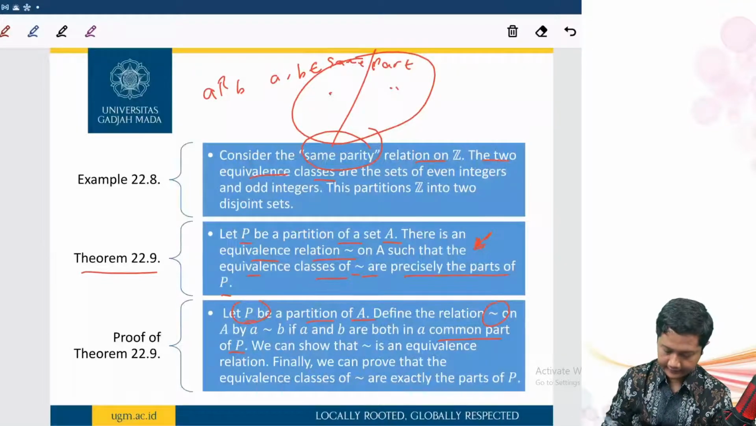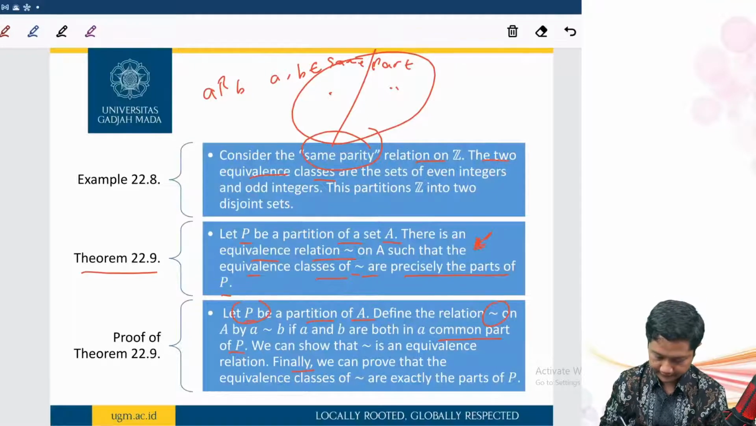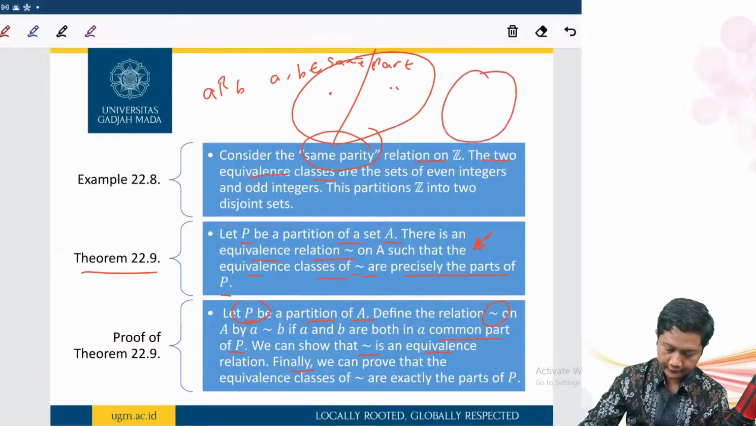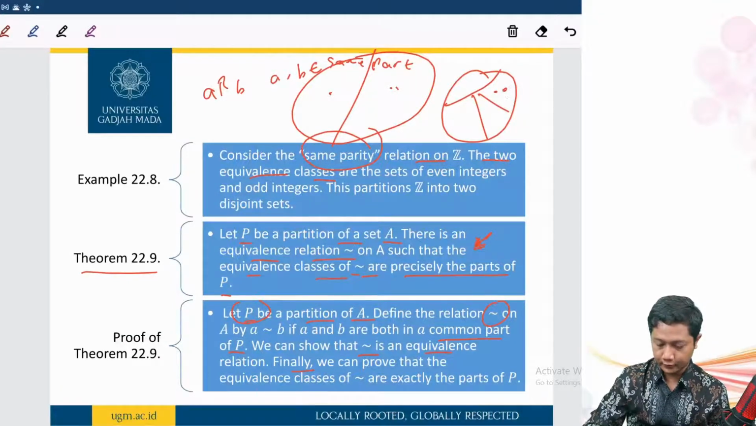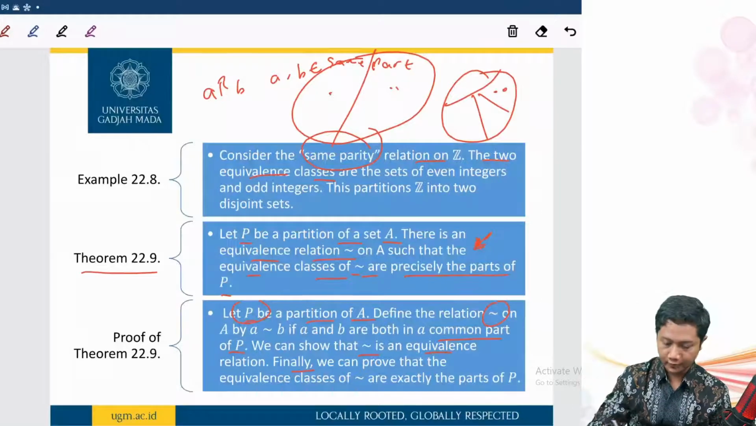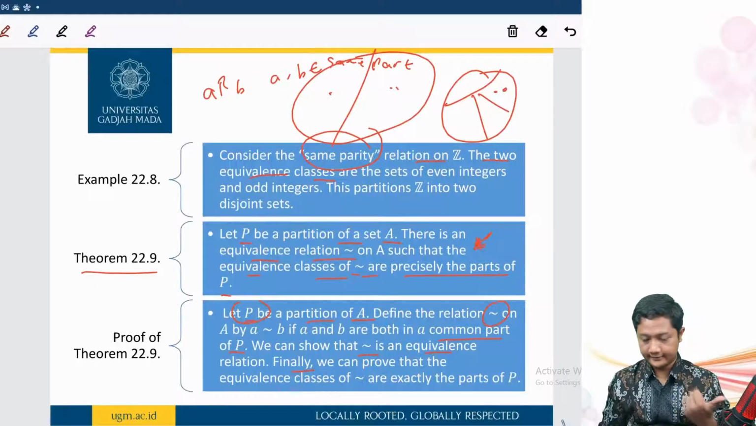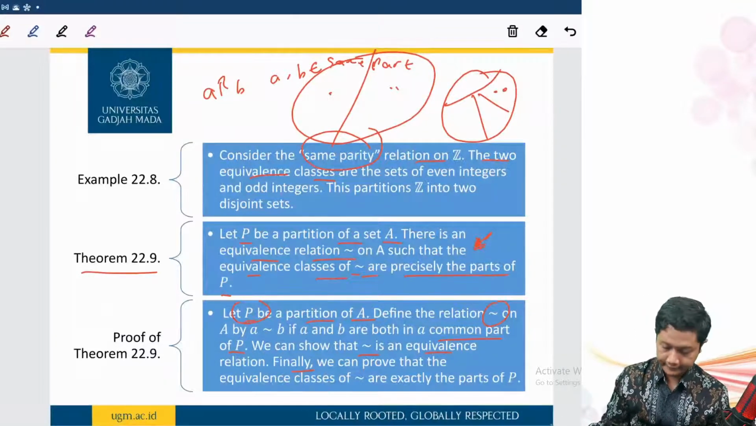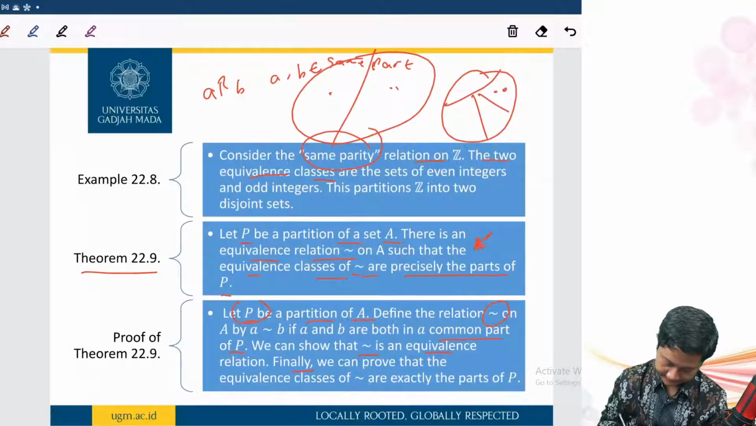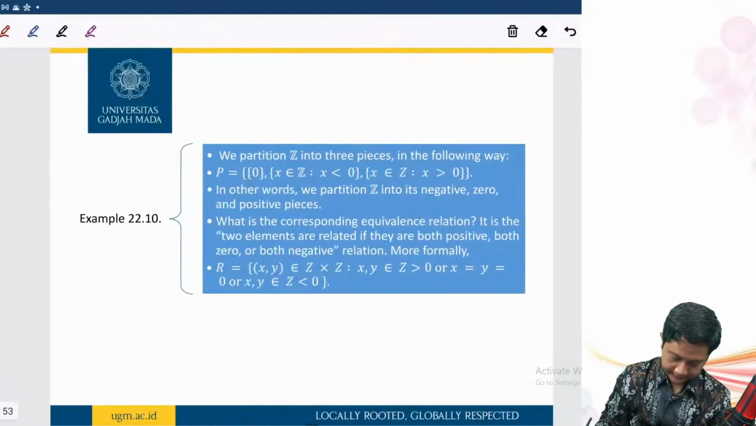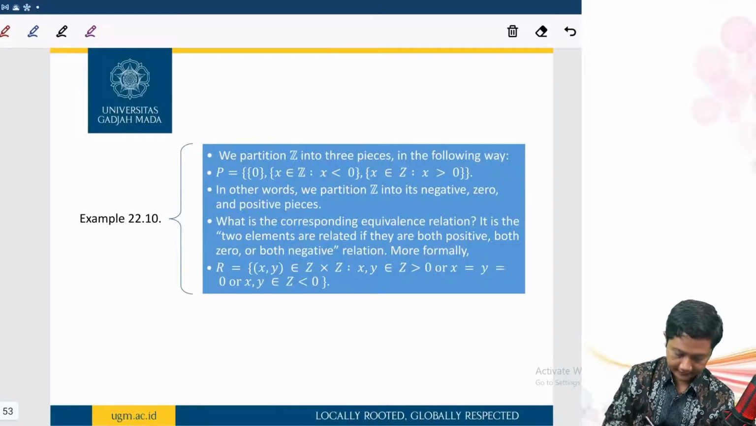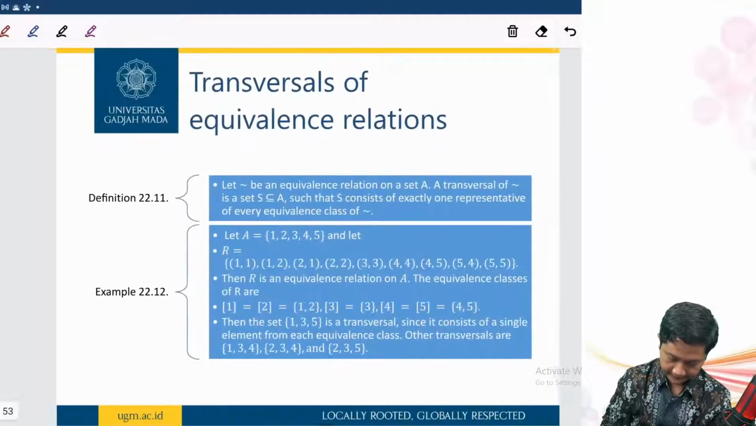Okay, and it is easy to show that this is an equivalence relation, because imagine they are in the same part. When you have the same part, all of them are related, so it's clear that the relation is symmetric. Then transitivity is also easy to see, and reflexivity also. That's the idea for the proof. And this is the last example.